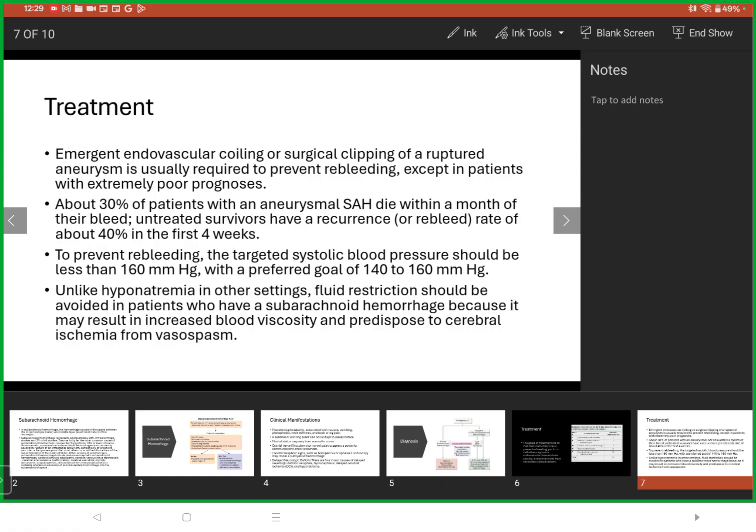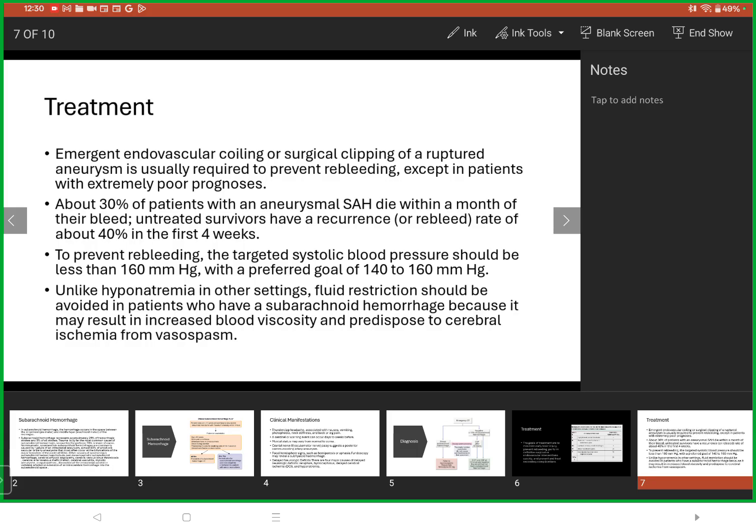To prevent rebleeding, the targeted systolic blood pressure should be less than 160 mm of mercury, with a preferred goal of 140 to 160 mm of mercury. Now, this is a very common question and concern in the intensive care unit: controlling hypertension in a patient with a subarachnoid bleed or an intracranial hemorrhage. Please understand that nitroglycerin and sodium nitroprusside are often not indicated to lower the blood pressure.